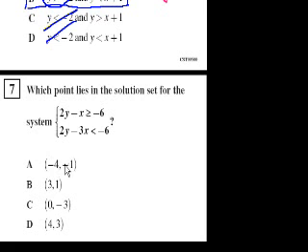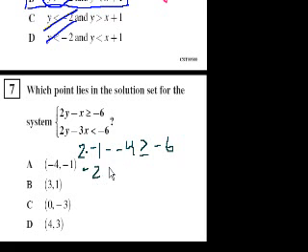So minus 4, 1. Let's see if it satisfies it. So remember, the first coordinate is x. The second one is y. So 2y would be 2 times 1 minus x, so minus minus 4. Now is that greater than or equal to minus 6? Well, this is 2 plus 4, which is equal to 6, which is definitely greater than or equal to minus 6. So it satisfies the first equation.